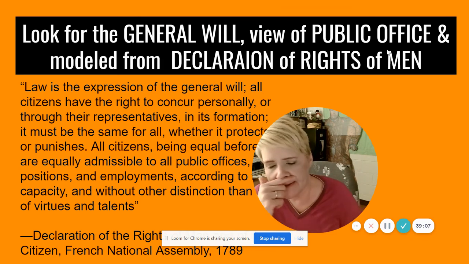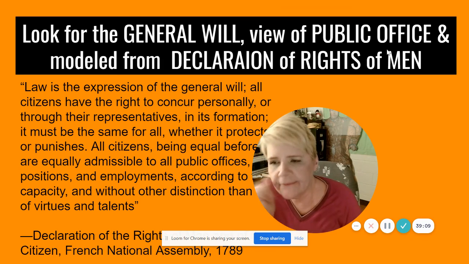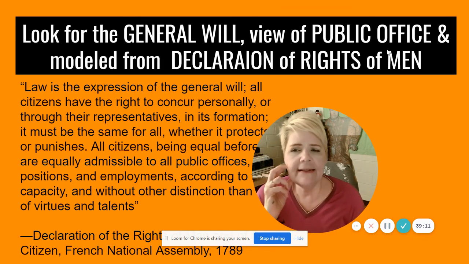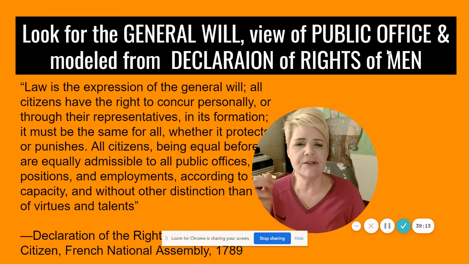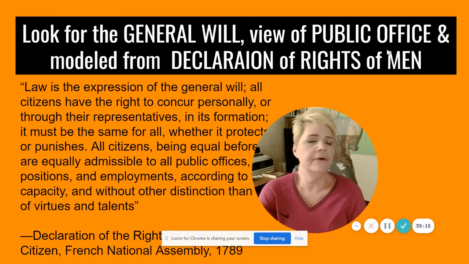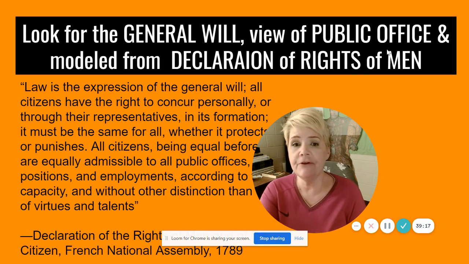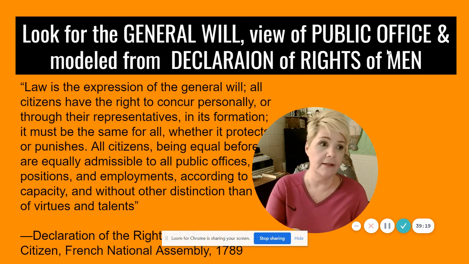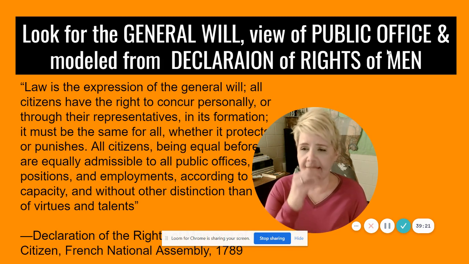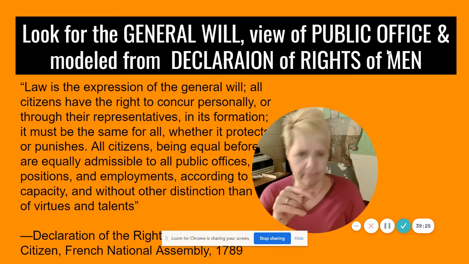Now, there's another passage I'm going to try to read through for you. And then you're looking for what it means by general will. What is the view of public office in this writing? Like, how do you get it, kind of thing? And what is it modeled from?